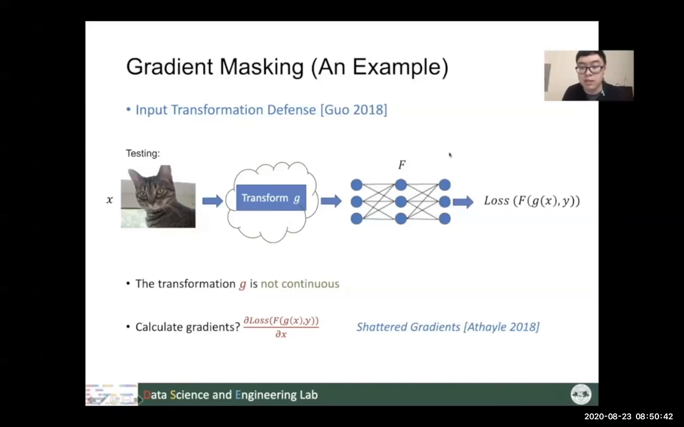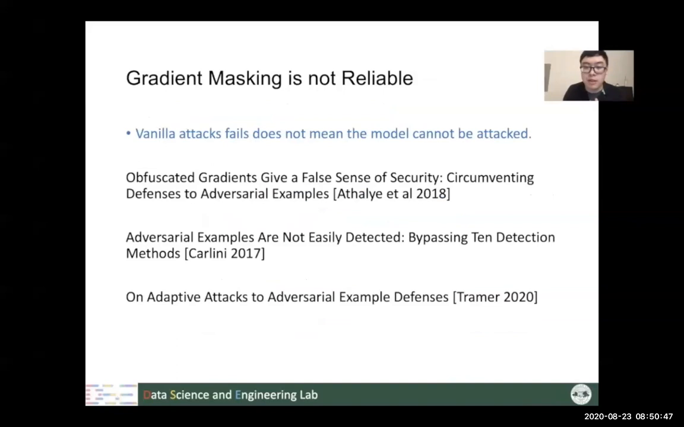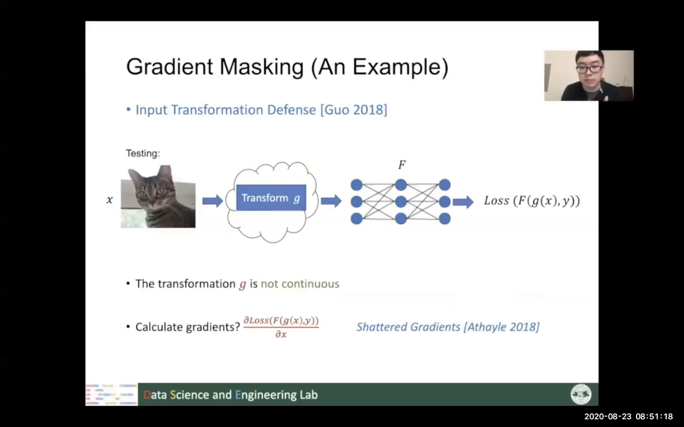So we can consider, do these experimental results show or prove that the input transformation defense can help our model to be safer? And the answer is again, no. Later works show that they design new attacks which can break the defenses such as this input transformation defense. So in this tutorial, I will take this input transformation defense as an example to show you a very important and useful adaptive attacking method, which can break these shattered gradients strategies.